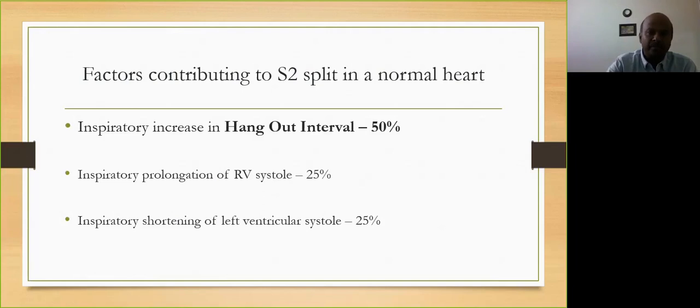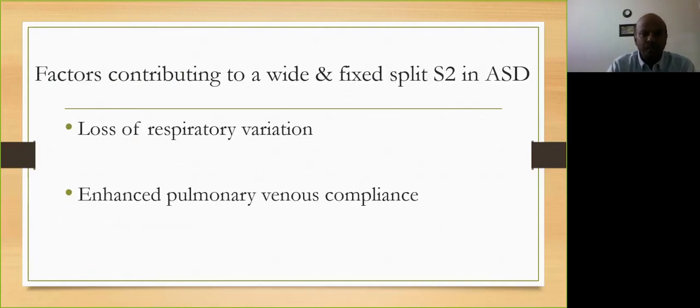So the factors contributing to a wide and fixed split S2 in ASD are the loss of respiratory variation that normally occurs in a heart with an intact interatrial septum, and enhanced pulmonary venous compliance, which is seen in a chronic shunt where the pulmonary venous circuit dilates, becomes more compliant and holds a larger volume.